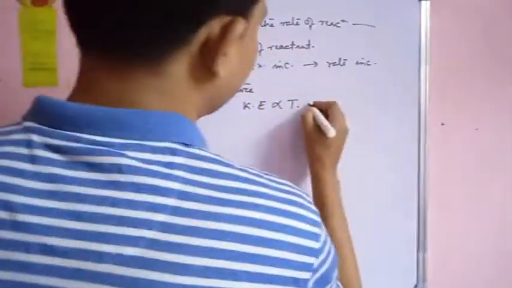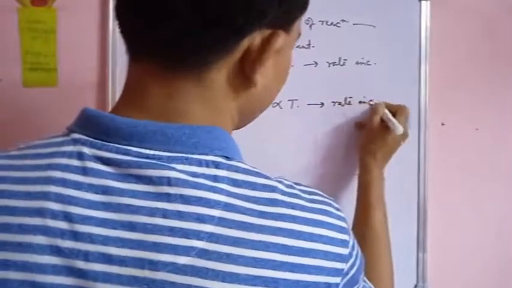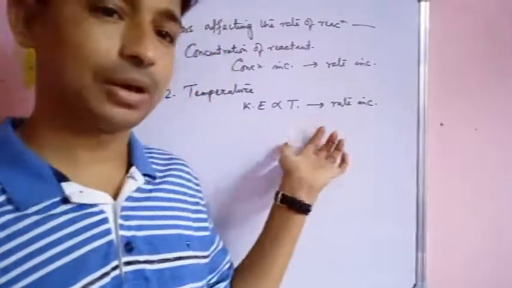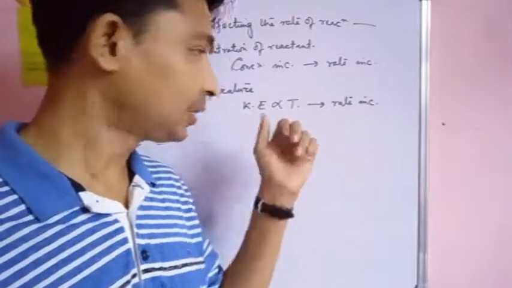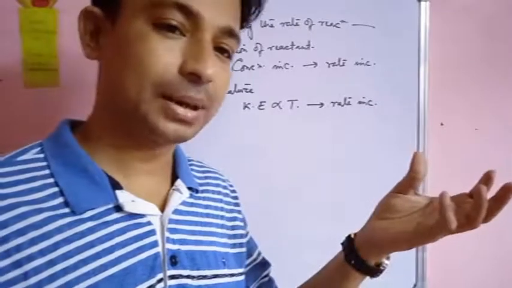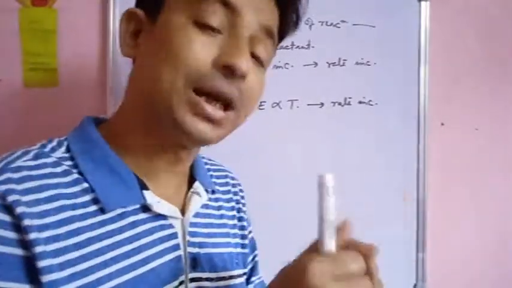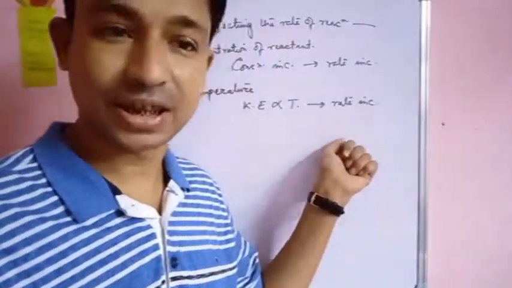So kinetic energy increase means temperature increase means rate increase. I am saying it again: from states of matter in your first year you have studied that kinetic energy is proportional to temperature. So as we increase the temperature, the kinetic energy of molecules will increase, meaning the collisions between the molecules will increase, and the more the number of collisions, the faster will be the rate of reaction.